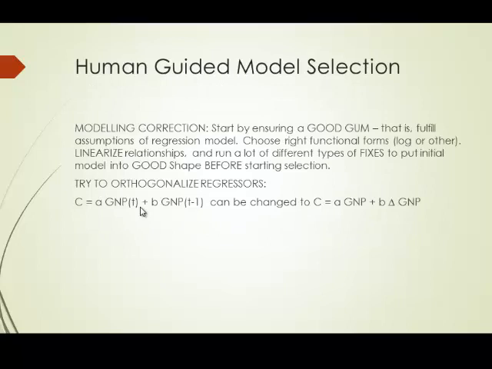So the way to handle this is human-guided model selection. When you do human-guided model selection, the first thing is to use theory to isolate the correct variables. The second thing, which is not so obvious, is to try to orthogonalize variables. For example, suppose I am running consumption on GNP this year and the lagged value of GNP last year. This is a very bad regression because GNP in the current period and GNP in the last period are going to be highly correlated.